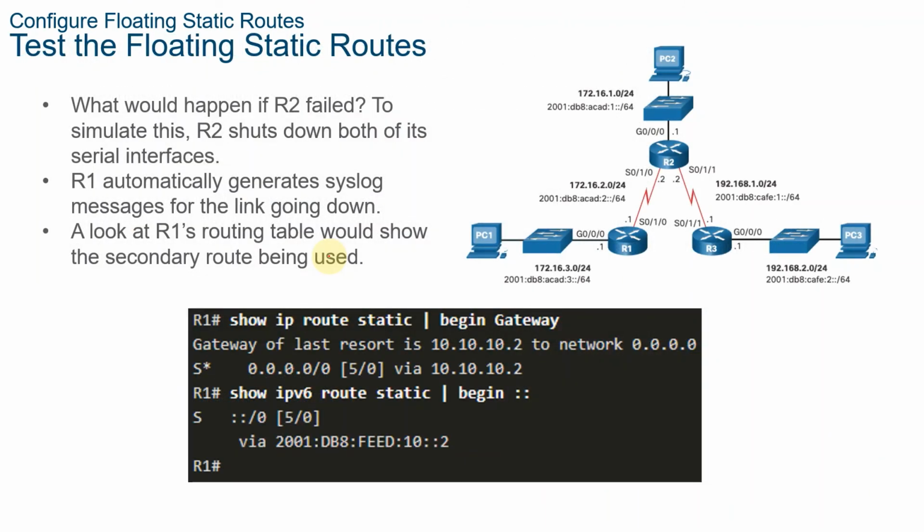Okay, so next, test the floating static route. How are we going to test it? In the figure, what would happen if R2 fails? For instance, this R2 here goes down. What do you think will happen? Basically, this network here will not be able to reach other remote networks.